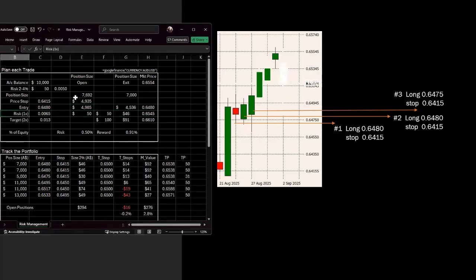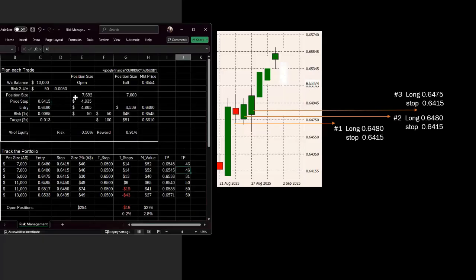So let's assume our first trade is 7,000. We enter it at 64.80. The stop loss is 64.15. And let's skip this for the moment. I'll come to that later. And our take profit would be set at 0.6545. Now, similarly, if the next trade was there, our stop would be the same at 64.15. Our entry was again the same, 64.80. So it's an identical trade.